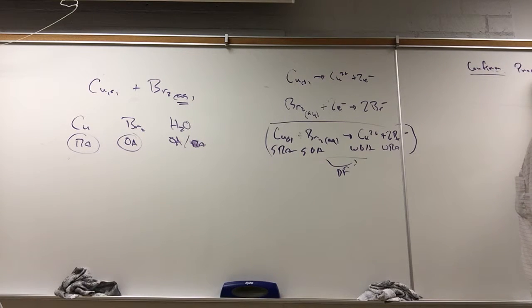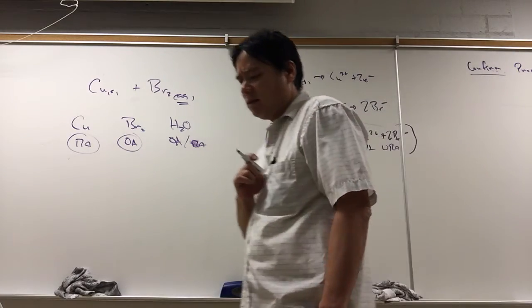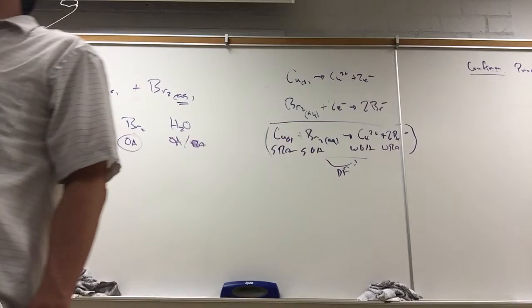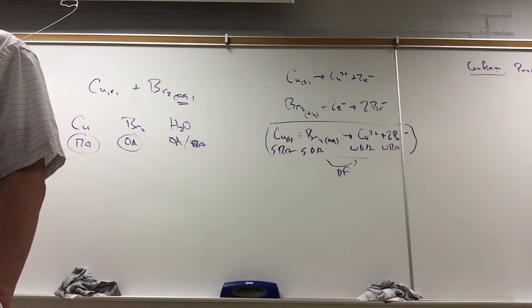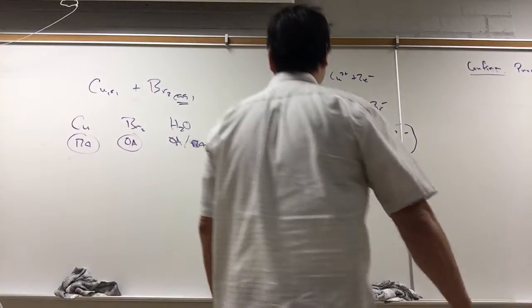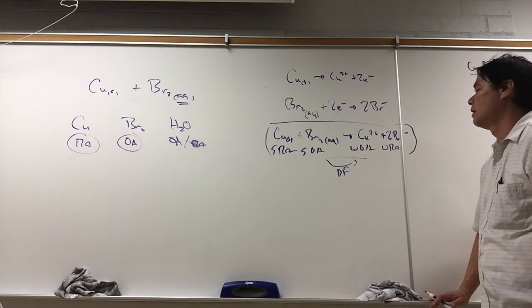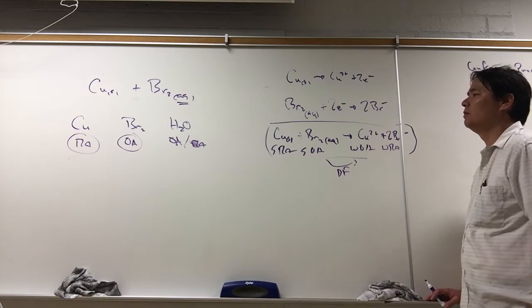We didn't confirm the products in the last reaction. In the last reaction, the product should have been the precipitate, either the white precipitate or the black precipitate, right? Visually, you could see it. But in this reaction, are you going to see it visually? Maybe, maybe not.